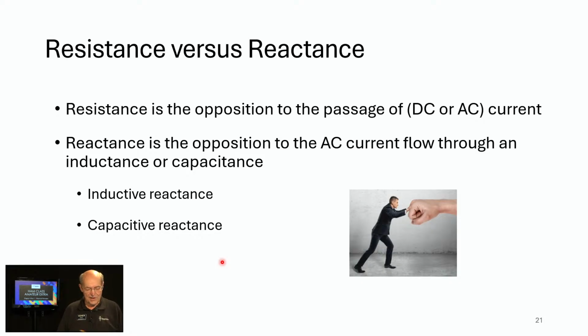Resistance versus reactance. And kind of an interesting picture here. Somebody's trying to resist somebody's fist coming at them. So resistance is the opposition to the passage of either DC or AC current. Reactance is the opposition to AC current through an inductance or capacitance. So they're both resistant to the flow of current. We've got inductive and capacitive reactance.